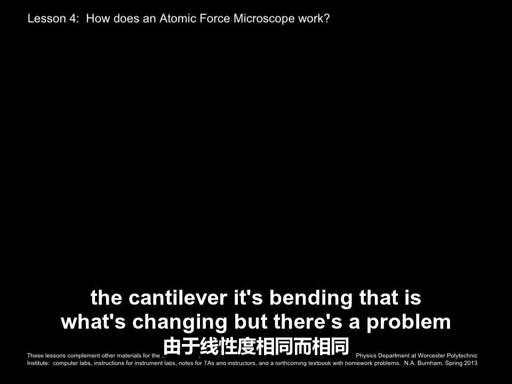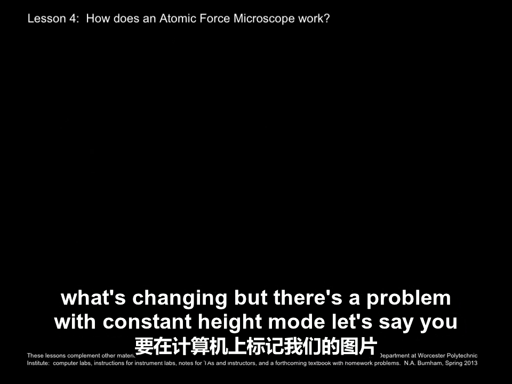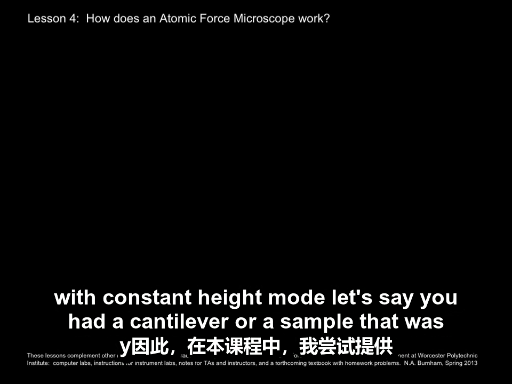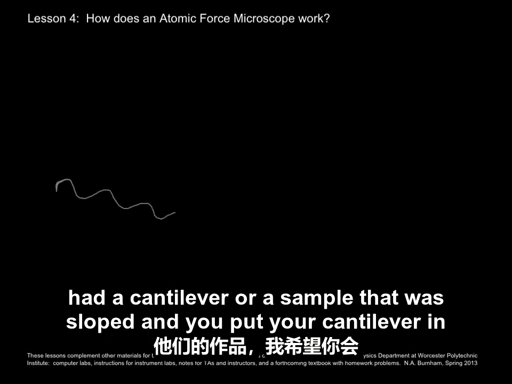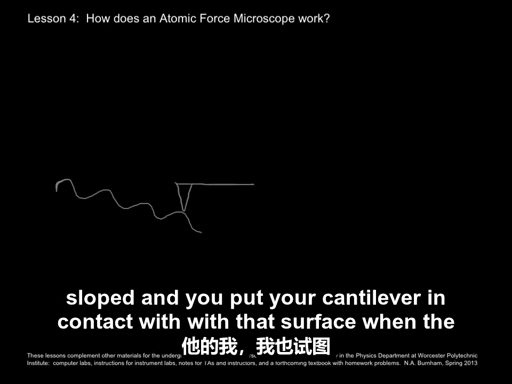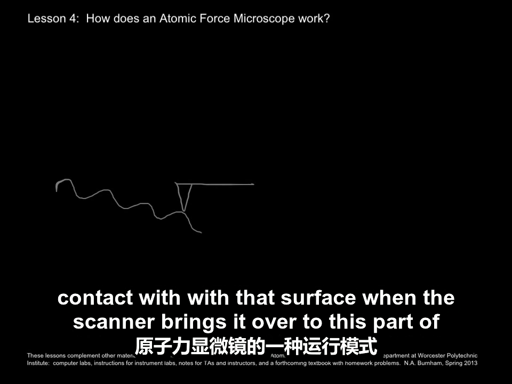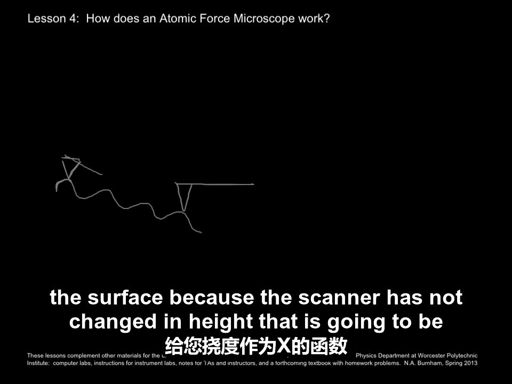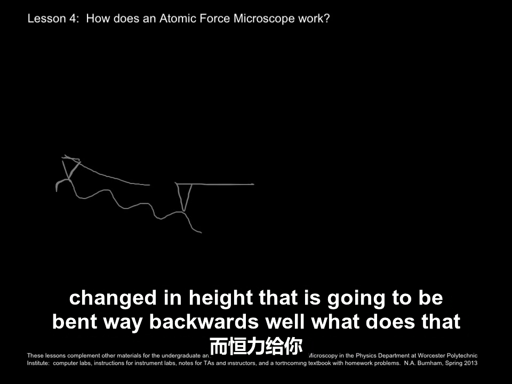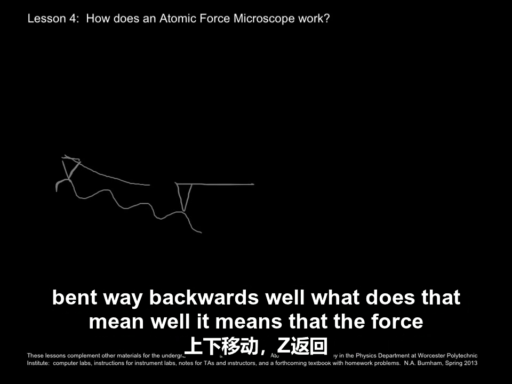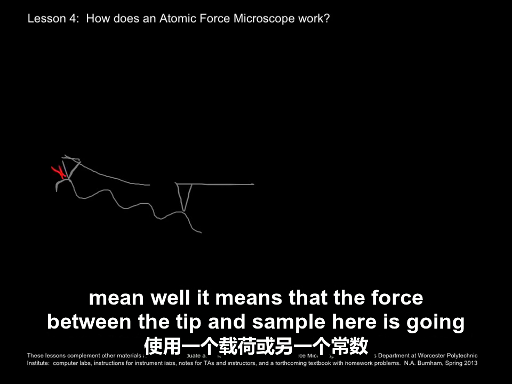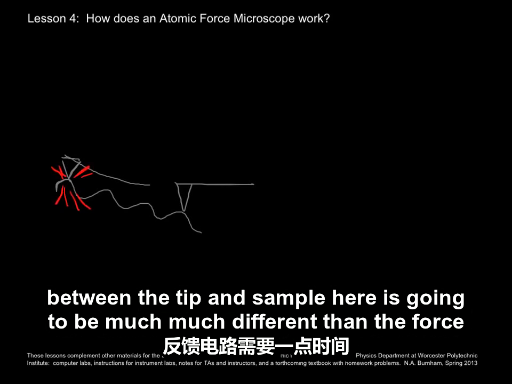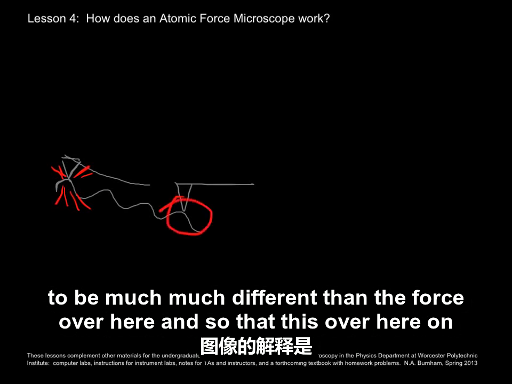But there's a problem with constant height mode. Let's say you had a cantilever or a sample that was sloped, and you put your cantilever in contact with that surface. When the scanner brings it over to this part of the surface, because the scanner has not changed in height, that is going to be bent way backwards. Well, what does that mean? Well, it means that the force between the tip and the sample here is going to be much, much different than the force over here.